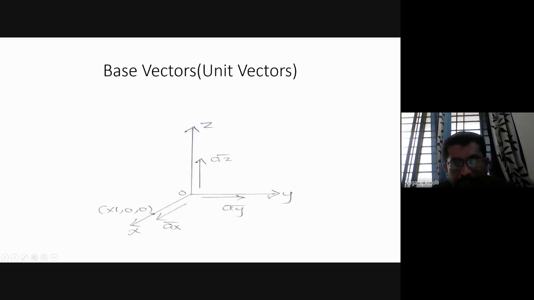Similarly, if we consider a point on the y-axis, we have 0, y, 0. That is, x and z are 0, only the y coordinate exists. If you consider any point on the z-axis, anywhere on the z-axis, then its coordinate will be 0, 0, z. Z may be any value, 1 or 2 or 3 or 4, whatever it may be. Right? So like this, we'll be getting the various coordinates, and this is how we are representing the base vectors or the unit vectors.